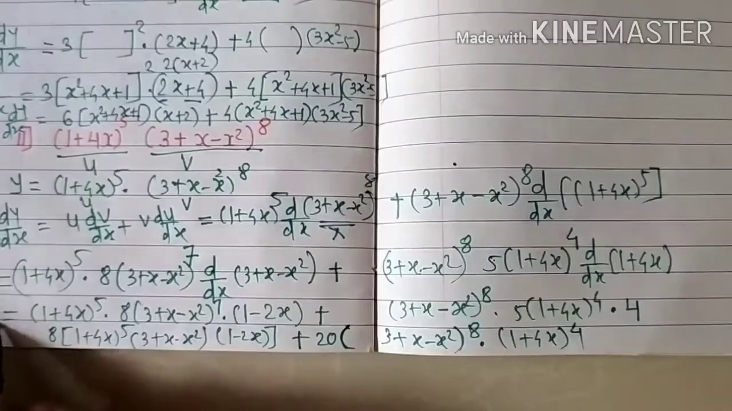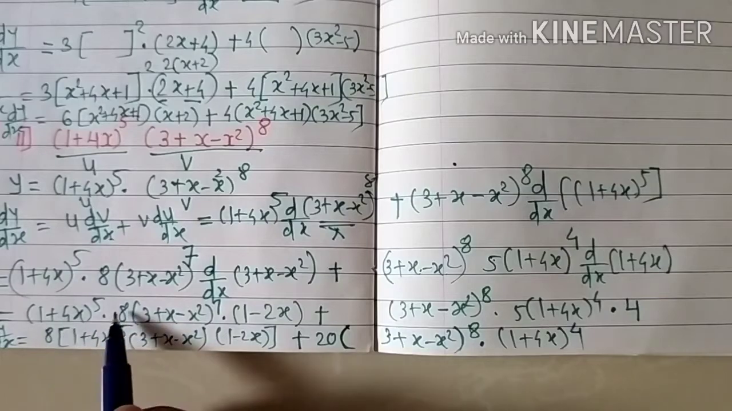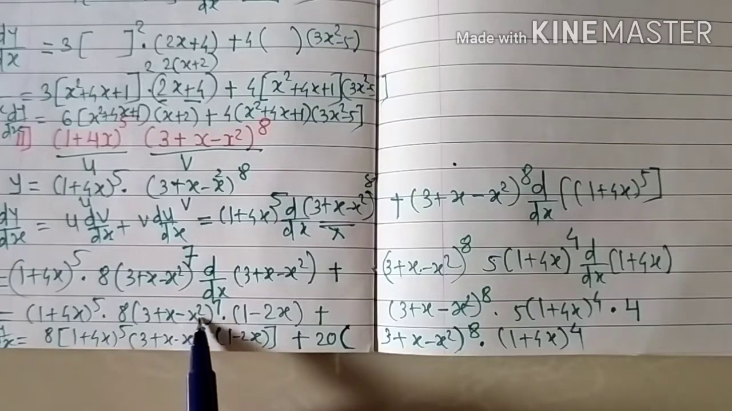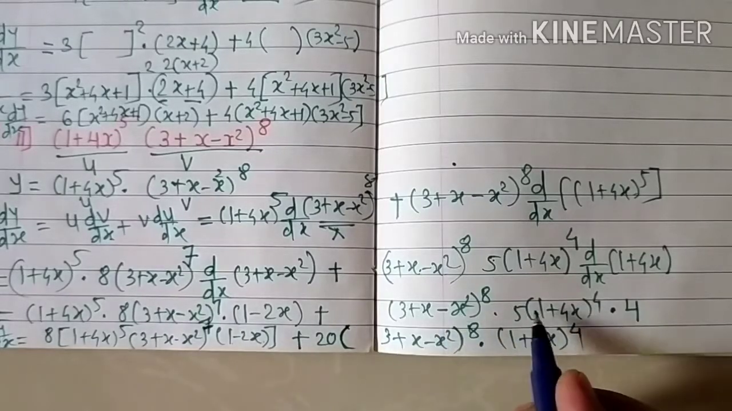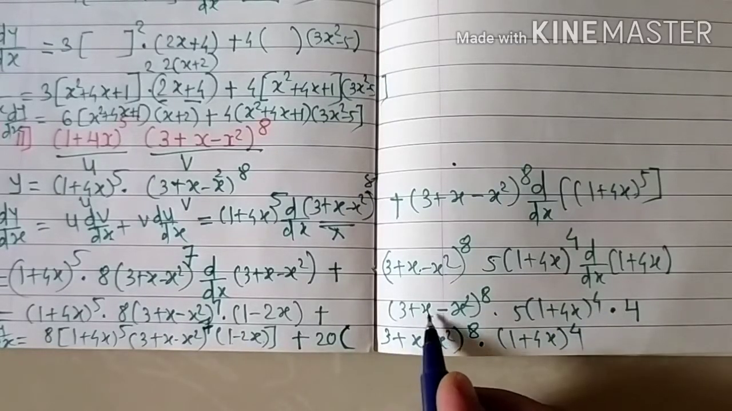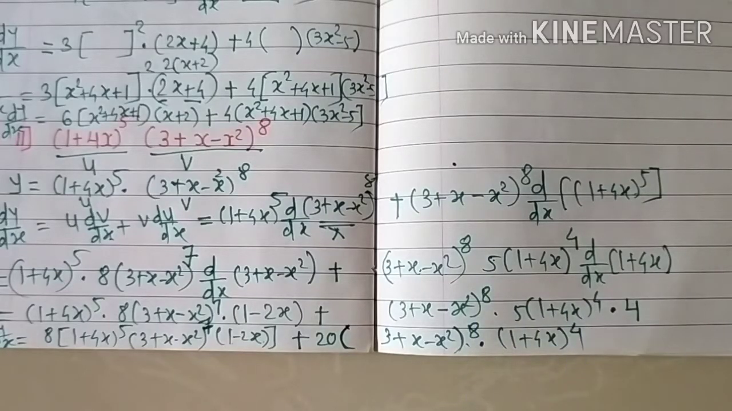The value of the derivative dy/dx is equal to 8 into (1 + 4x) raised to power 5, (3 + x - x²) raised to power 7 into (1 - 2x), plus 5 into 4, 20, into (3 + x - x²) raised to 8 into (1 + 4x) raised to power 4. This is the value of the derivative.